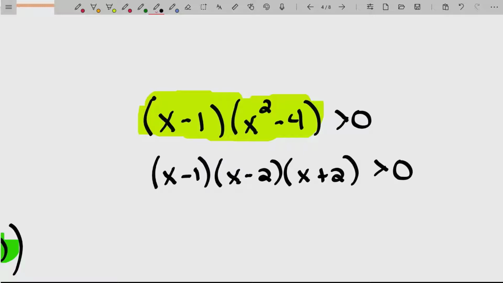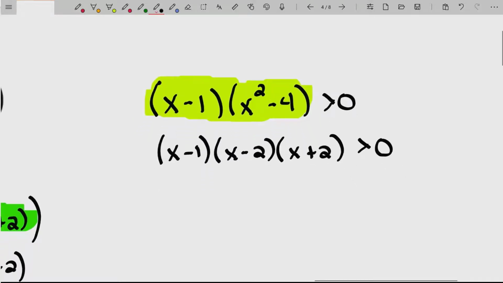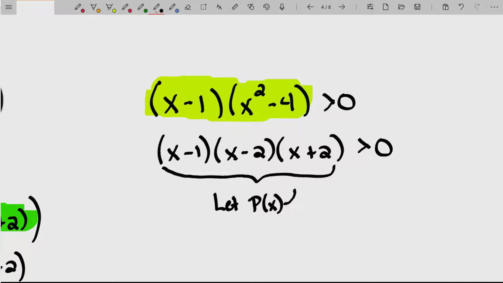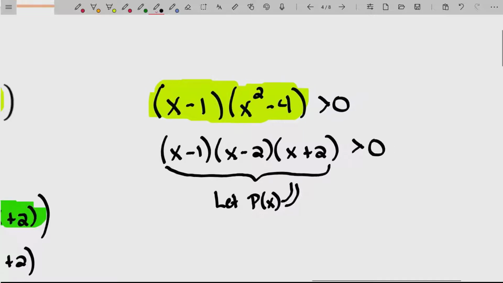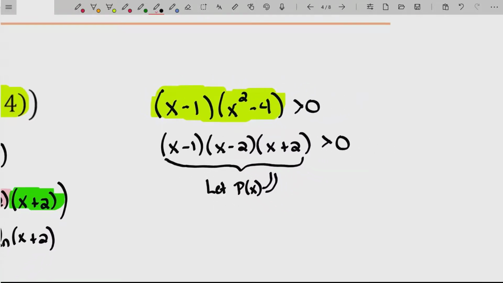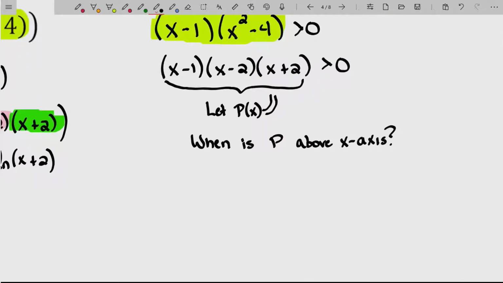But I highly recommend you do what I'm going to recommend you do, which is graph that polynomial. Let p of x equal this right here. If I graph that polynomial, really what I'm asking is, when is p above the x-axis? That's really what this is asking. And it gives you practice graphing polynomials. So let's go ahead and do that.